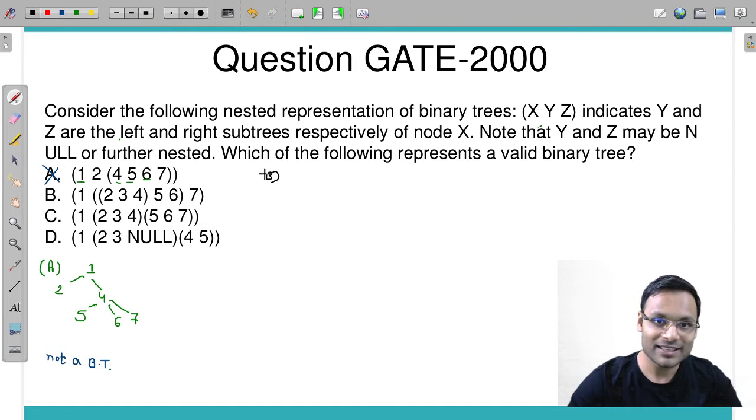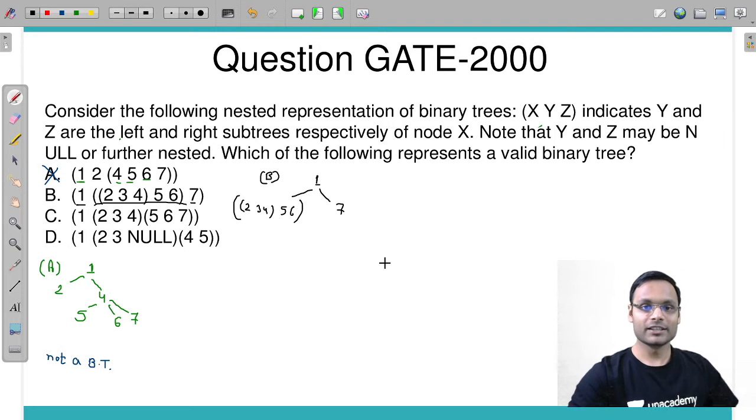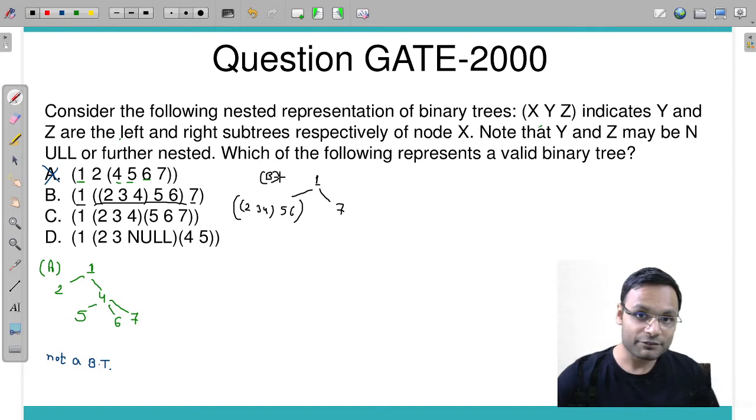Now let's go for option B. What does option B say? It's very tricky. Option B, the entire quantity in the parenthesis, first thing is root. Now the second thing is completely this parent, and the third thing is 7. So 7 is the right child, of course, and the remaining things 2, 3, 4 in a single bracket, and 5, 6, like this it is. This is the left child. This is the left subtree of 1.